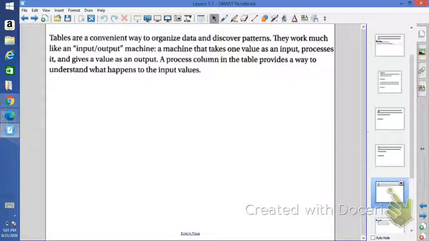So now that we've reviewed a little bit of vocabulary, we're going to get to example problem 2, and we're going to be creating a table. Tables are a convenient way to organize data and discover patterns. They work much like an input-output machine, a machine that takes one value as an input, processes it, and gives a value as an output. A process column in the table provides a way to understand what happens to the input values. This paragraph right here just describes the table that we are about to create.